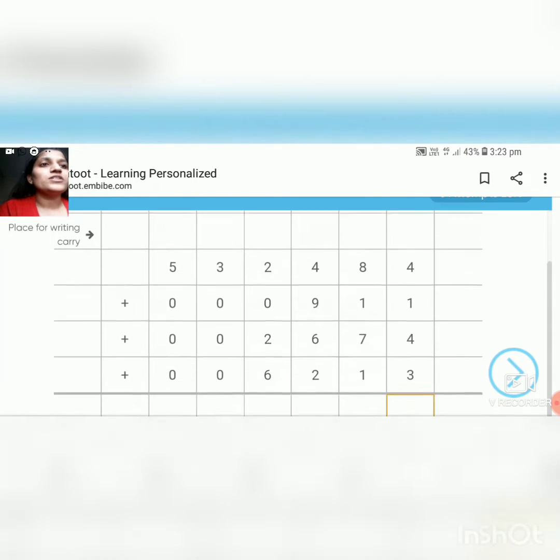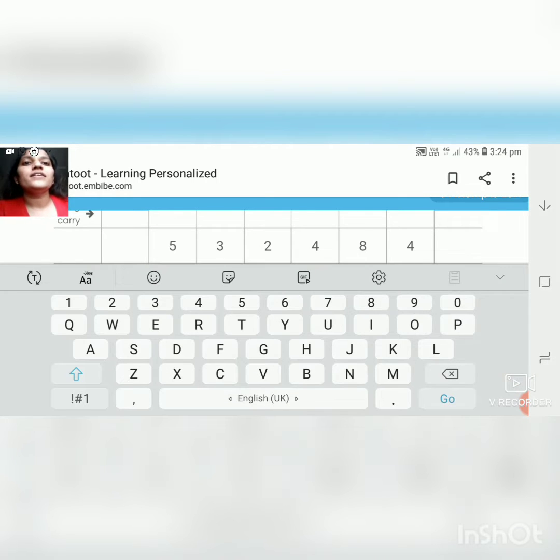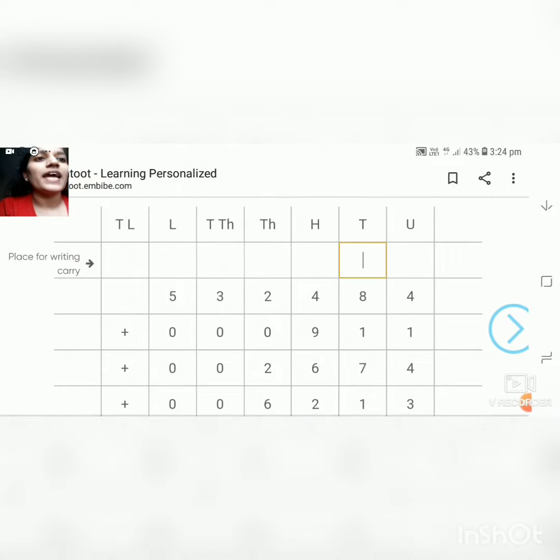So students, the unit place, that means ones. There are 4 digits: 4, 1, 4, 3. So 4 plus 1, 5. 5 plus 4, 9. 9 plus 3, 12. So 12 is there, we write 2, and now 1 we are going to write as carryover.